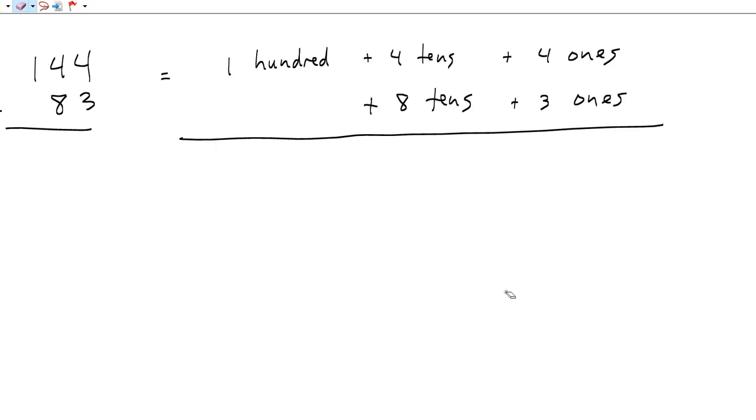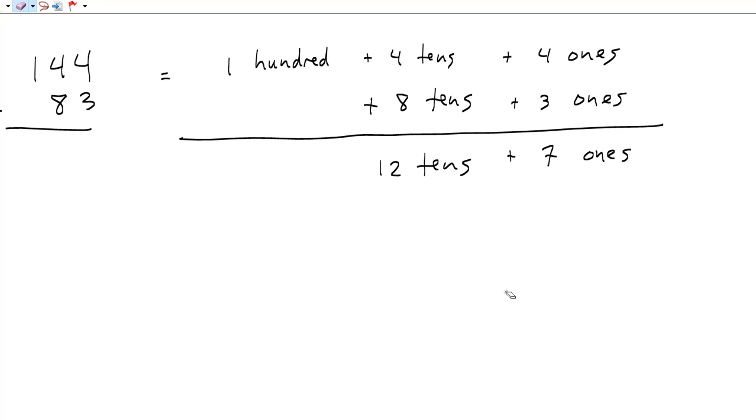So, for example, if you want to do 144 plus 83, you think, okay, that's 1 hundred, 4 tens, 4 ones, plus 8 tens and 3 ones. 4 ones and 3 ones is 7 ones. 4 tens and 8 tens is 12 tens. Okay, you also need to know that 10 tens is 100, and 10 hundreds is 1,000, and so on.